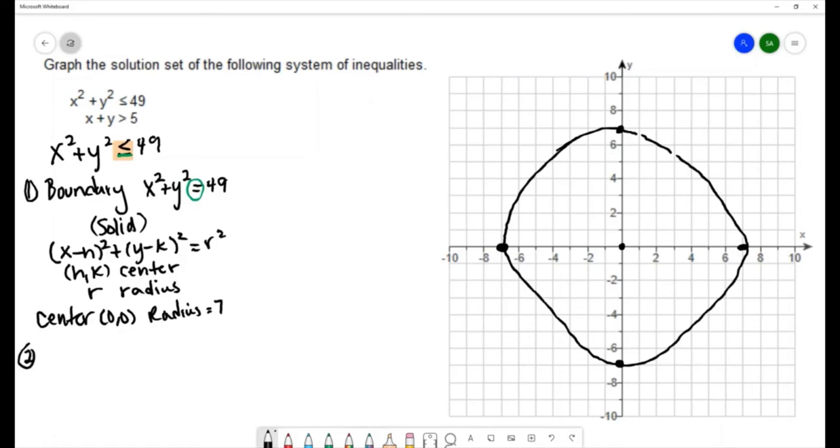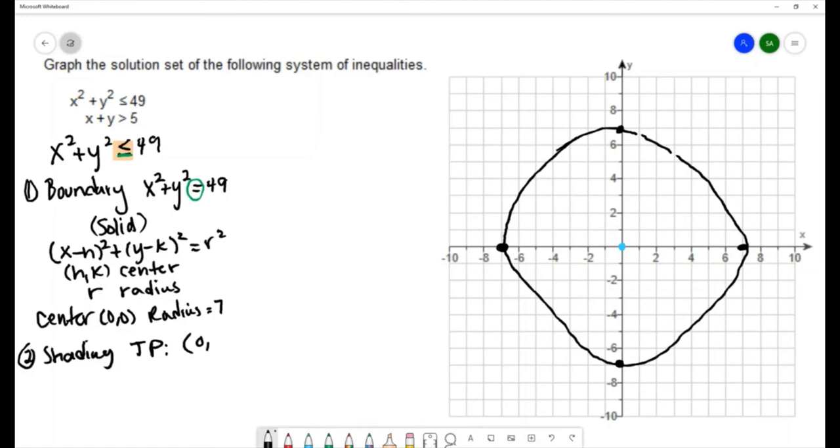Then we want to do the shading. To find the shading, we're going to need to choose a test point. And that test point is going to help us to determine which side of this circle will give you points that make the inequality true. So most people like to pick 0, 0 as the test point. We can choose 0, 0 as the test point even though it's inside the circle, because the only rule for the test point is that you're not allowed to pick points that are on the curve.